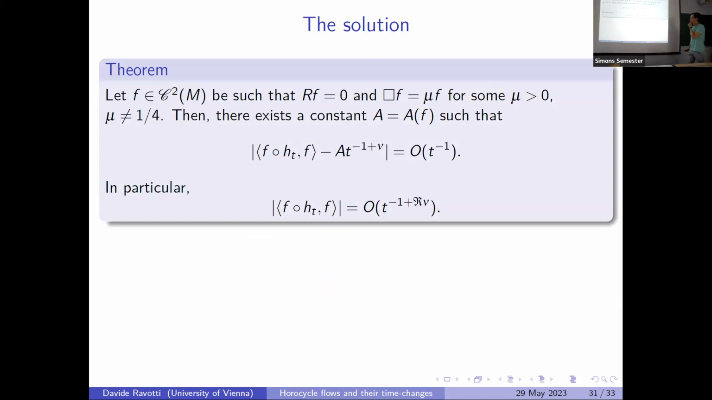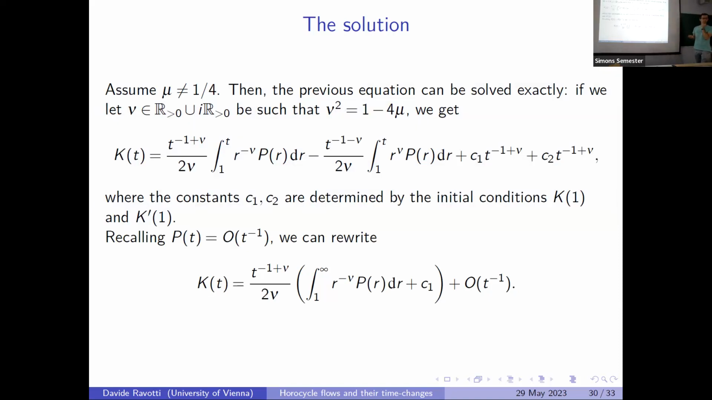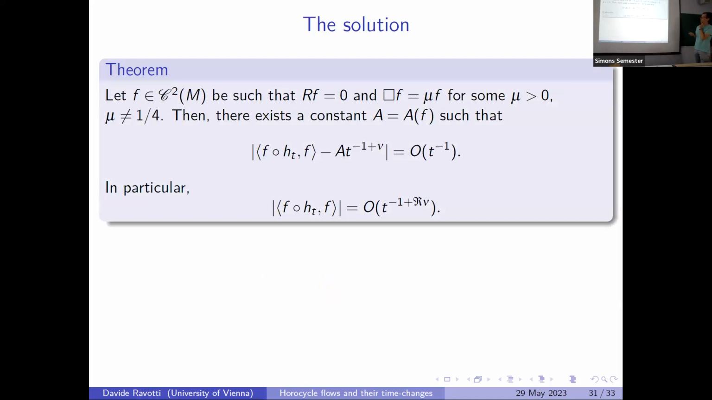So what we managed to prove is that, under the same assumptions as before, there exists a constant that depends only on the function, that was this term in brackets over here, such that the difference between the self-correlation of f and this constant times t to the minus 1 plus nu is bounded above by some constant times t to the minus 1. So in particular, if you just care about an upper bound for the self-correlations of the Horocycle flow, the absolute value of the self-correlation is bounded by a term that decays like t to the minus 1 plus the real part of nu, which is going to be less than 1, a number between, well, less than 1 and 0.